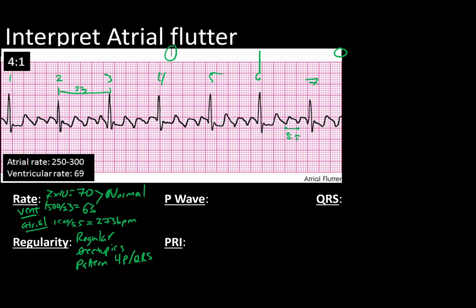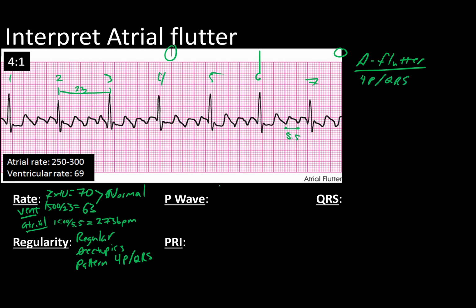Either way, atrial is extremely fast, but ventricular is reasonably normal. We have a nice regular rhythm, no ectopies. However, I noticed a pattern to the P waves. And so your question is, how the heck did you get there? So for a flutter, I'm going to say that there are 4 P's for every QRS in this case.